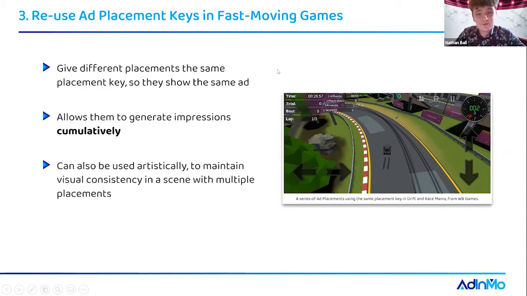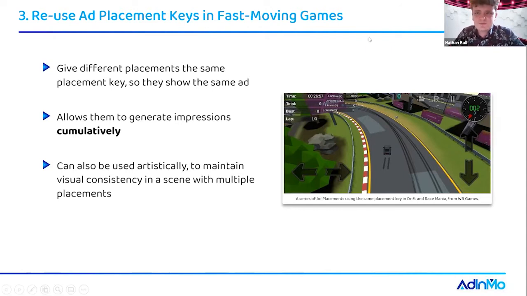You can give different ad placements the same placement key, and if you do that, then those placements will show the same ad during the play session every time. This also allows them to generate impressions cumulatively. So what this means is, if one placement, like in this example, a racing game with a bunch of billboards around the edge, if this billboard was only on screen for like half a second and it didn't meet the time criteria for an impression, the next one coming up could fulfill the rest of it, and together those 2 placements would generate an impression for you.